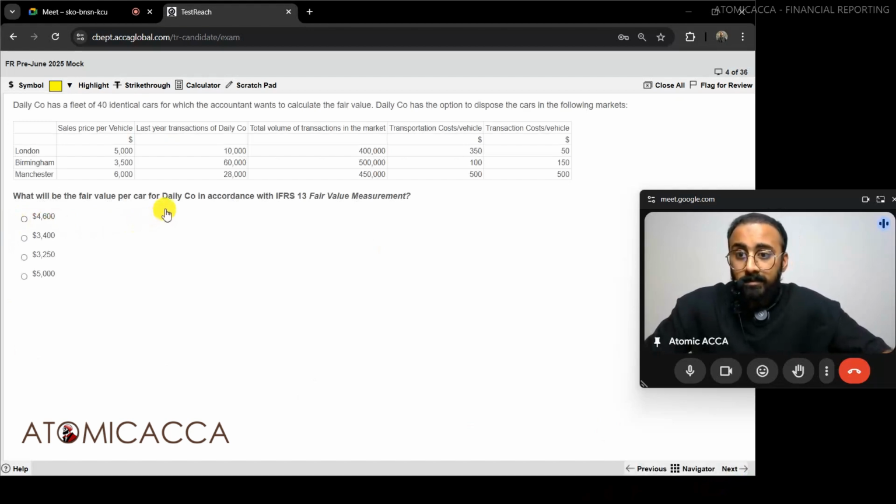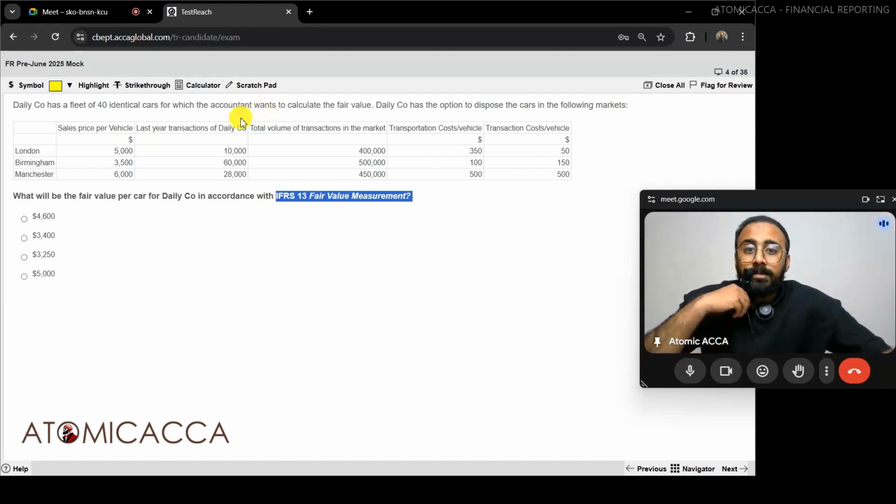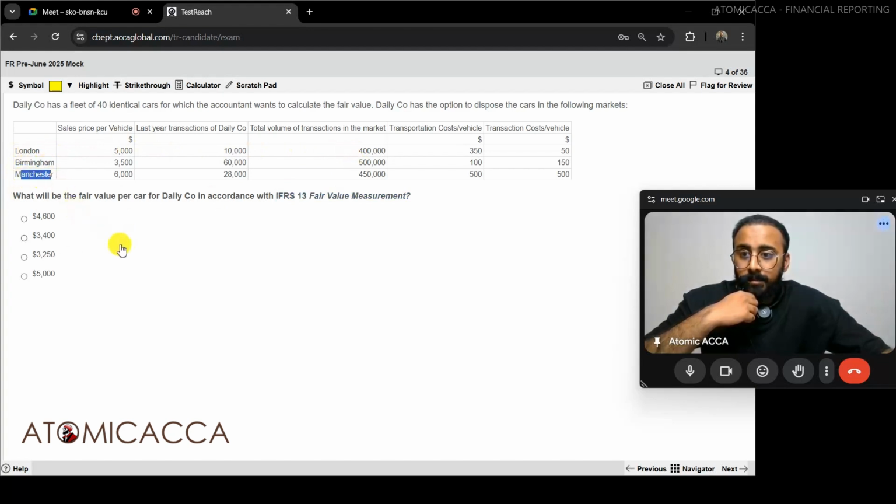Let's go. What will be the fair value per car for daily company in accordance with IFRS 13? Okay. Daily company has a fleet of 40 identical cars for which the accountant wants to calculate the fair value. Daily company has the option to dispose the cars in the following markets. Okay. The markets are London, Birmingham, and Manchester. Sales price per vehicle in each of this market is 5,000, 3,500, 6,000.